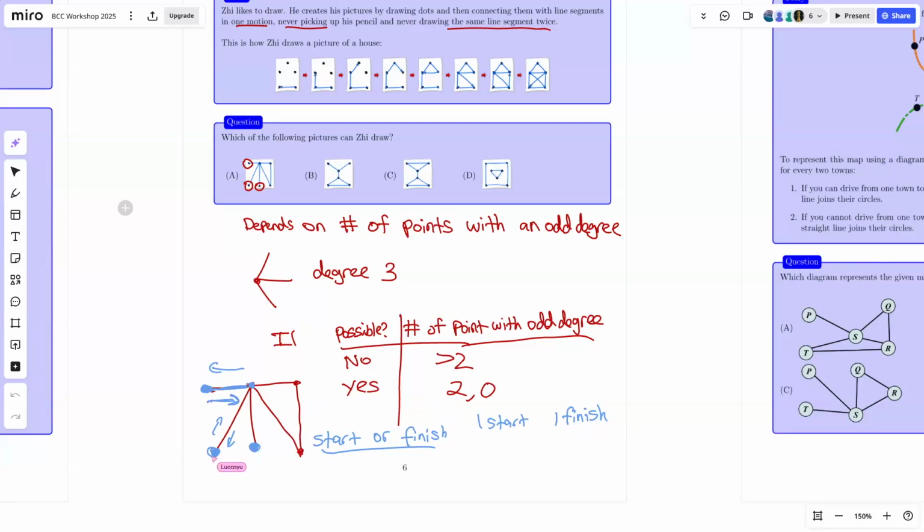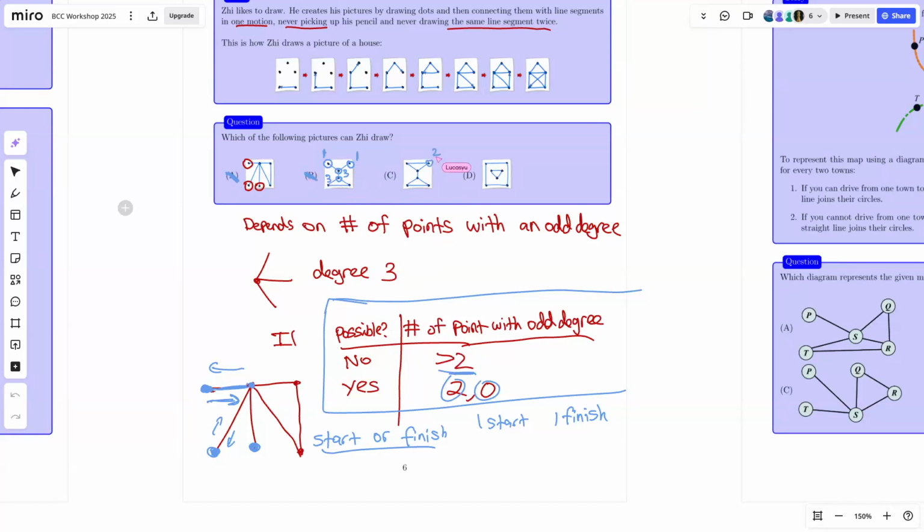So therefore, A is wrong, and that's basically the essential idea behind this chart here. So now we can simply look at which chart has 2 or 0 points with odd degrees. So for chart B, we can see this point has a degree of 1, this point has 1 line stemming out of it. This one has 3. This one has 3 as well. But then immediately, that's already 4 points that have an odd number of lines coming out of it. That's bigger than 2, right? So therefore, B is wrong as well.